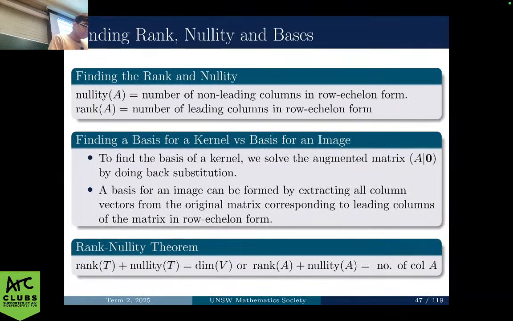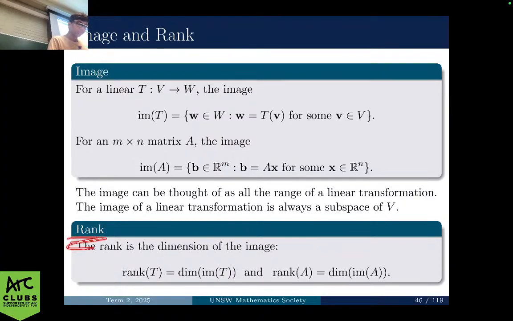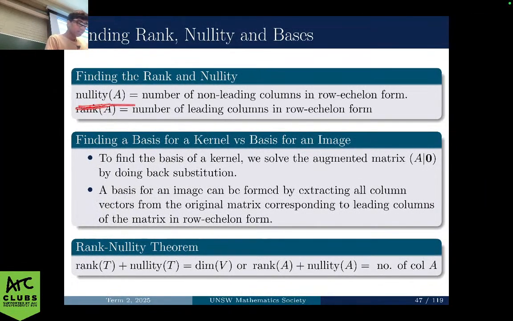And then here, this is a nice little property. The nullity and the rank of A: the nullity is the number of non-leading columns in row echelon form, and the rank is the number of leading columns. So I'll just quickly jump to this bottom bit, the rank-nullity theorem. If this is the number of non-leading columns and this is the number of leading columns, then rank of A plus the nullity of A should just be the number of columns. Because if one of them is leading and one of them non-leading, the sum of them should be the total number of columns.